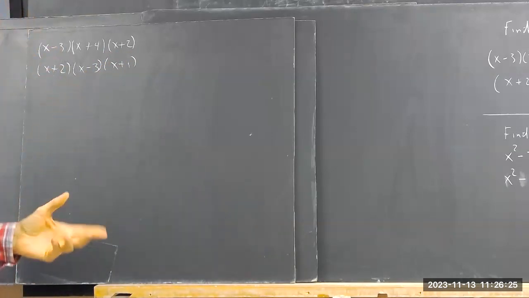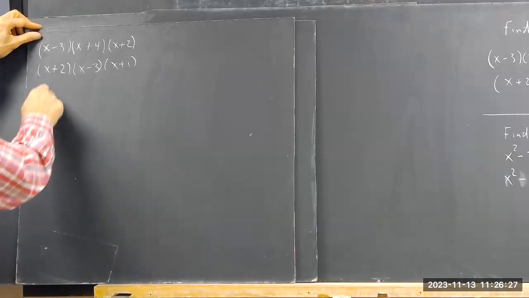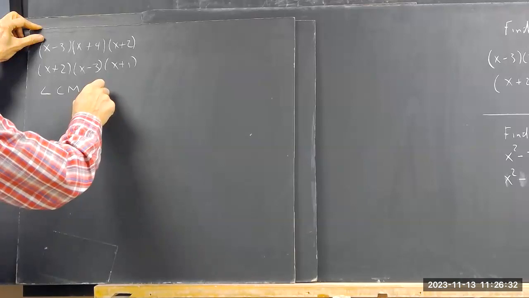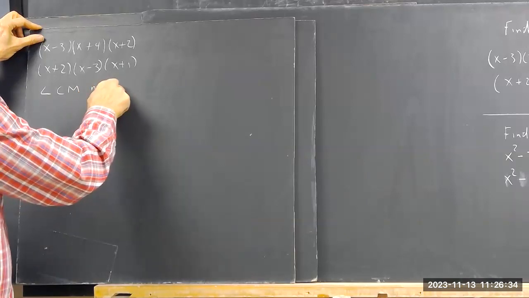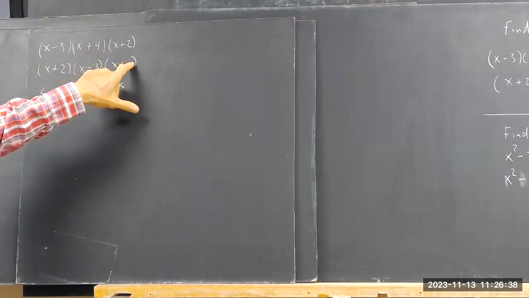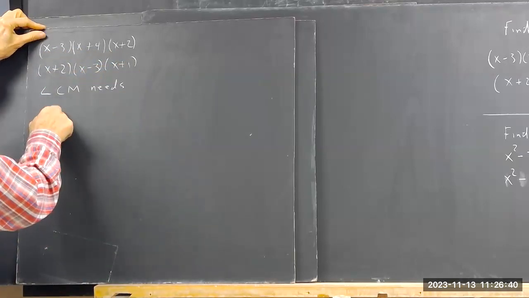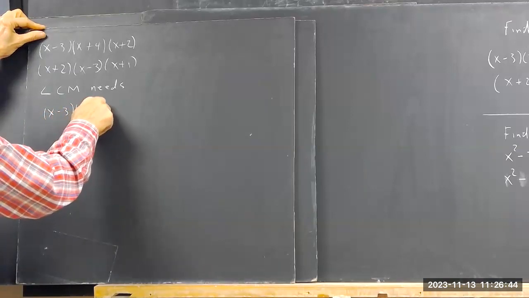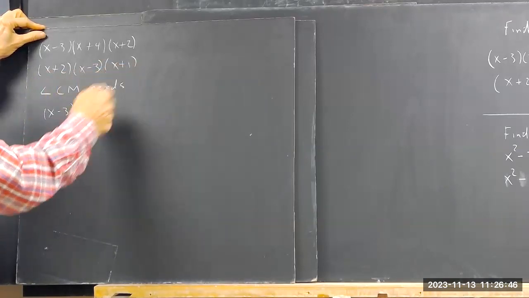Okay, so we have these two expressions. We want to find the least common multiple. Well, the least common multiple needs at least these three, because the least common multiple's got to contain everything that either of these does.